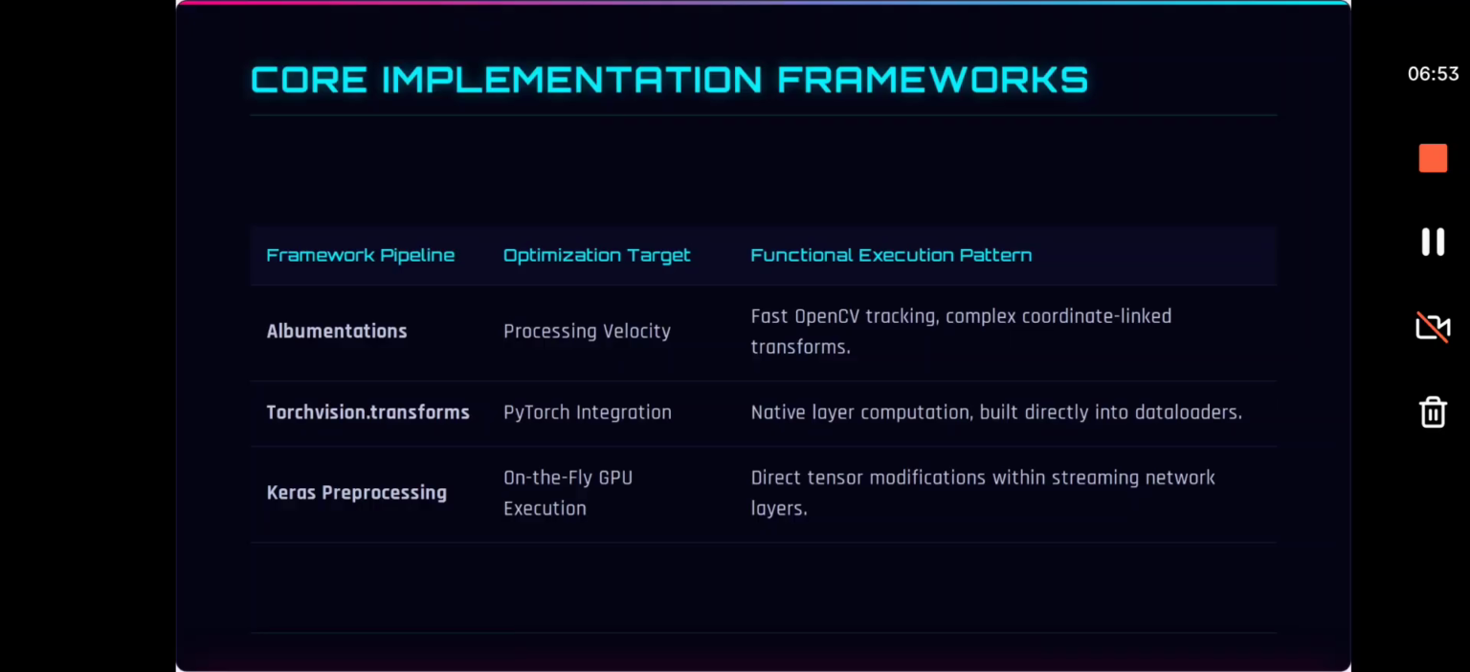So now let us conclude the presentation. In conclusion, data augmentation is an important technique in deep learning. It improves model accuracy, reduces overfitting, and helps the model perform better on new data. We discussed the augmentation methods, advanced techniques, GANs, industrial applications, and implementation frameworks.